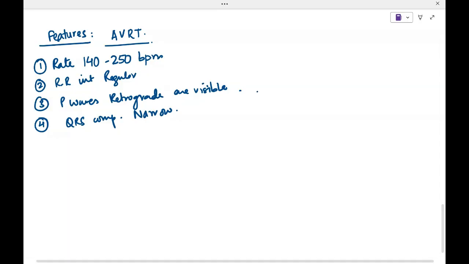Okay, so the ECG shows a narrow QRS complex and the retrograde P wave, which is visible. So the retrograde P waves are visible. This is a retrograde P wave. The QRS complex is narrow. This is how we differentiate it from AVNRT.